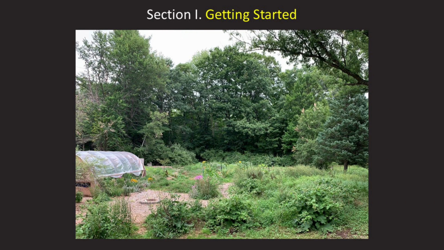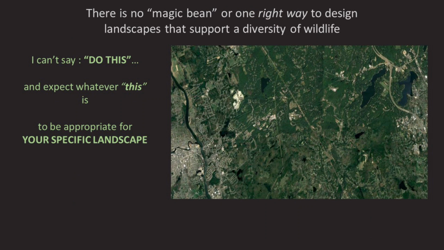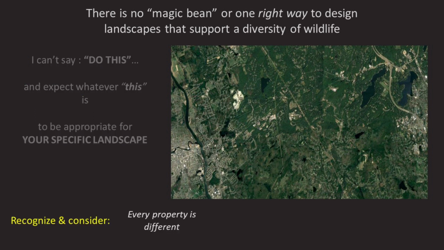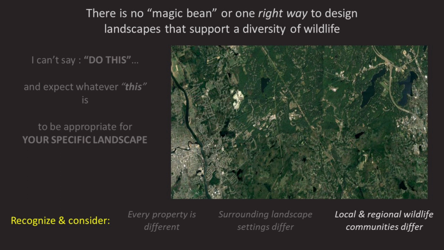Section one, getting started. Right from the beginning, it's important to recognize that there's no magic bean or one right way to design landscapes that support a diversity of wildlife. In other words, I can't just say do this and expect that whatever this is to be appropriate for your specific landscape. We must recognize that every property is different, that the landscape conditions around each property differ, and the specific wildlife that are around to respond to what we do on our land differ, depending on where our property is located.